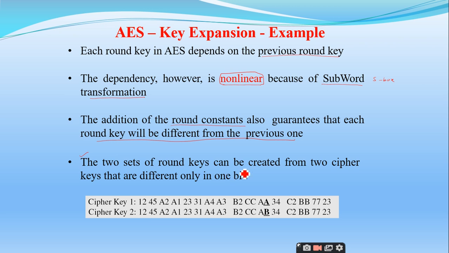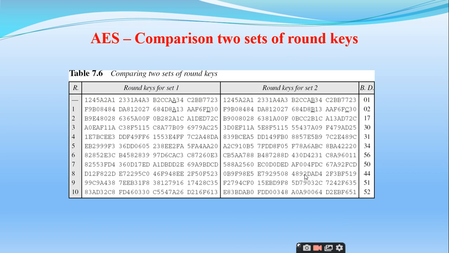And two sets of round keys can be created from two cipher keys that differ in only one bit. See here, I am taking the cipher key K1 and here the cipher key K2. Both are the same except for this one bit. A and B differ by only one bit. It's not a byte, so only one bit has changed, but look at what happens if you take the actual thing.